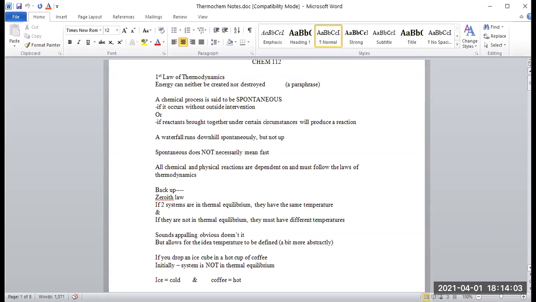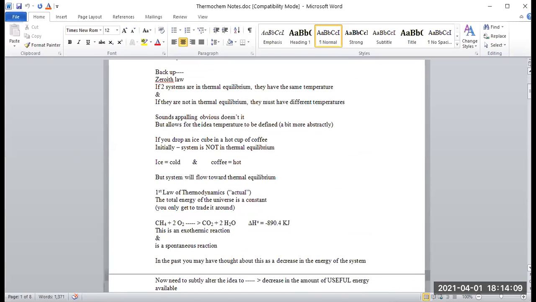There's a reason for doing it this way. It allows you to have situations where you may not need to know what the actual temperatures are in order to figure out which direction your heat is going.